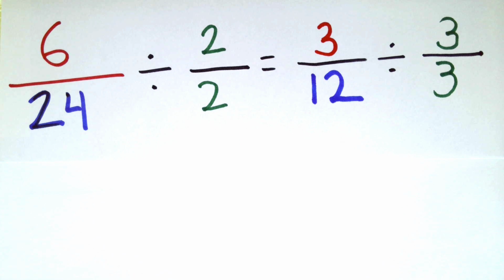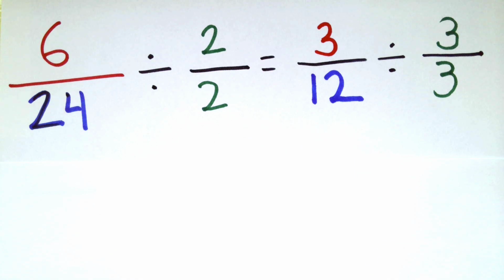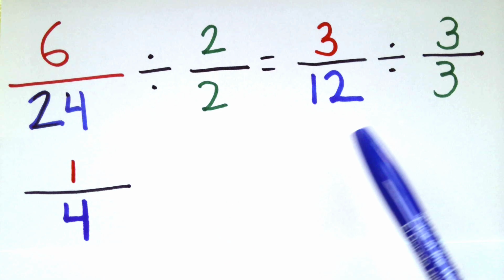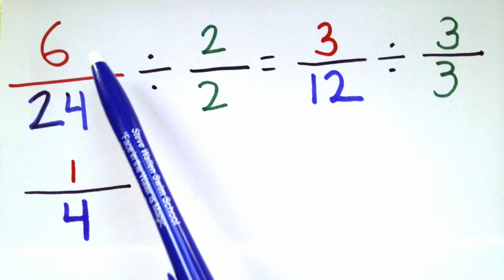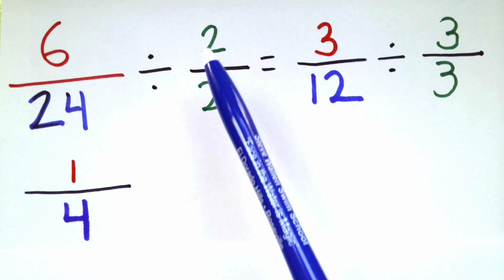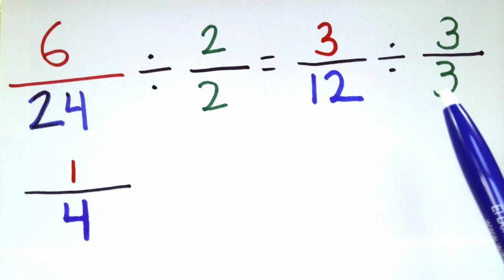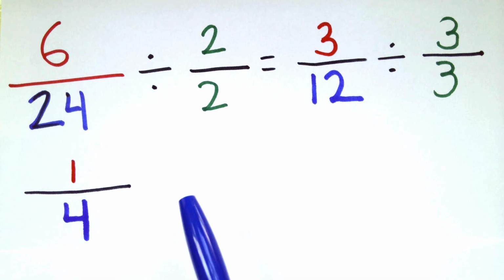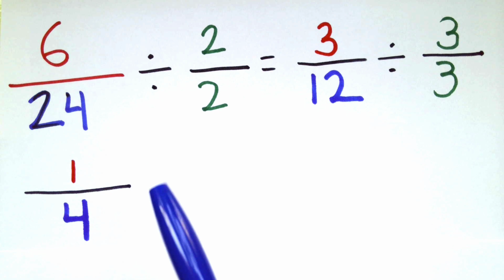So 3 divided by 3 is what? 12 divided by 3 is what? 3 divided by 3 is 1. 12 divided by 3 is 4. So as you can see, whether you're dividing 6 into top and bottom like we did a moment ago to get 1/4, or you're using the smallest multiples to slowly break down and reduce these fractions, you're still going to end up, if you do the work correctly, with the same reduced fraction. In this case, it's 1/4.